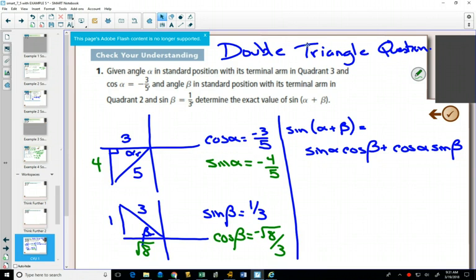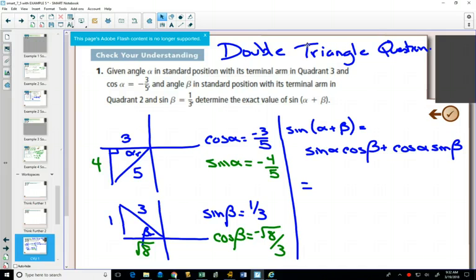So my two triangles give me values for sine alpha and cos alpha, sine beta and cos beta. And I want to find the exact value of sine alpha plus beta, and our formula says, well, that's just sine alpha times cos beta plus cos alpha times sine beta. So my next step is to just plug things in.